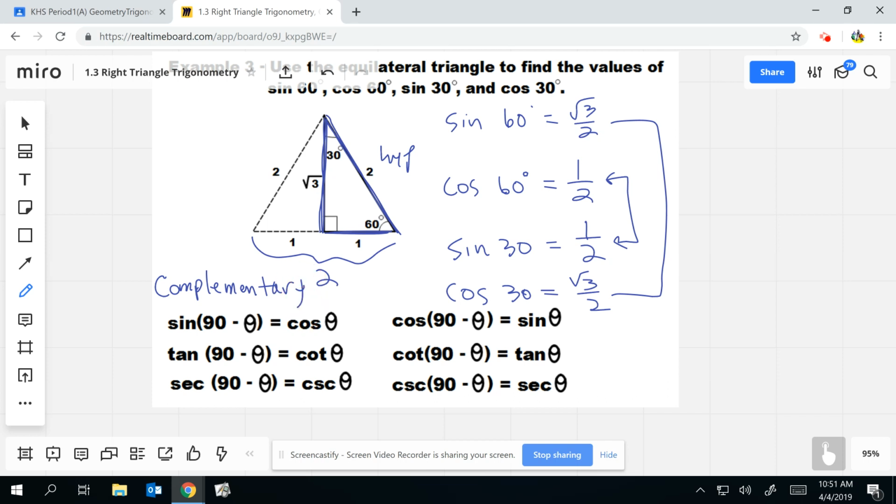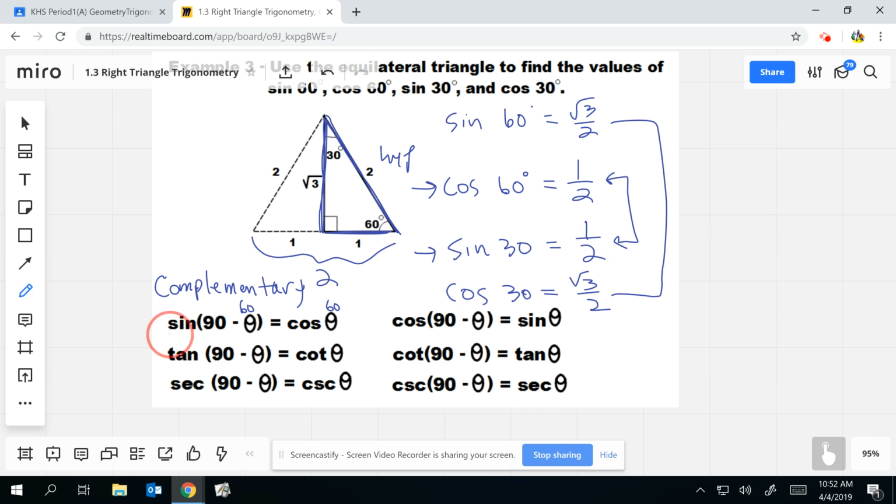So when you see 90 minus theta, it really means that you're trying to find its complement. Remember, if you got one angle, how do you find its complement? You subtract it from 90. So if we know that we have a 60-degree angle, we put that into theta, both places. Sine of 90 minus 60, what is 90 minus 60? 30 equals the cosine of 60. Doesn't the sine of 30 right here equal the cosine of 60?